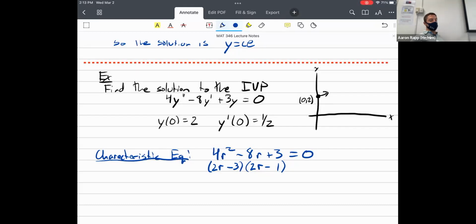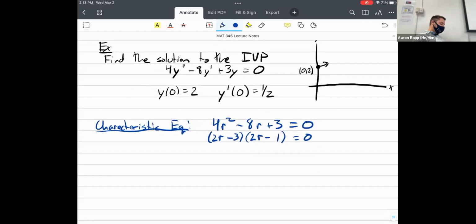If I take a 2, multiply it by a 2, what do I get? 4. If I take a 2r, multiply it by a -1, I get -2r. If I take a -3, multiply it by 2r, I get -6r. -6r minus 2r gives me that -8r. All right, but then this tells me my roots are what?